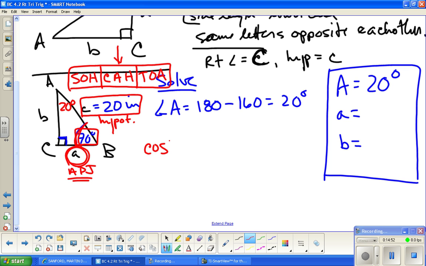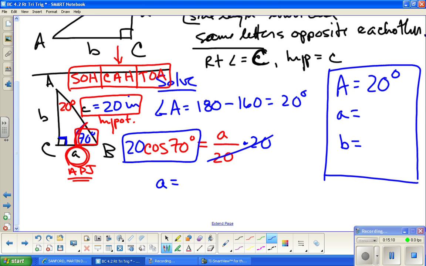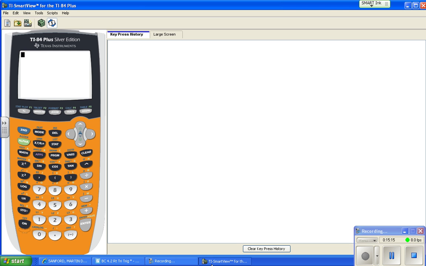So cosine of 70 degrees equals adjacent, which I don't know, over hypotenuse, which happens to be 20. So I'm going to multiply both sides by 20 just to solve. So A equals 20 times the cosine of 70, and this I need to type in. Now, right about now, you really need to be asking yourself, before I hit that enter button, am I in the right mode? So I'm going to hit enter just to see what happens.